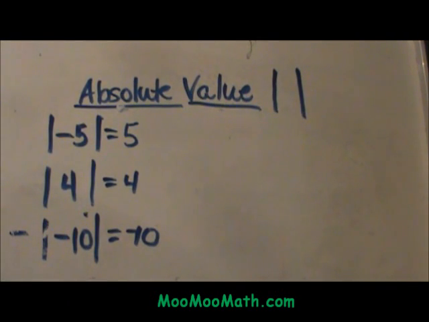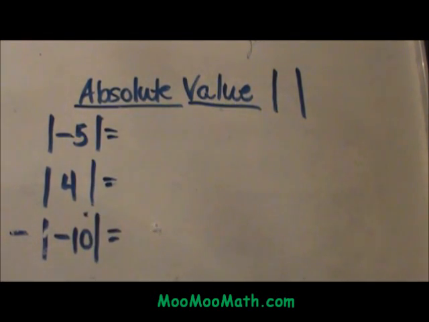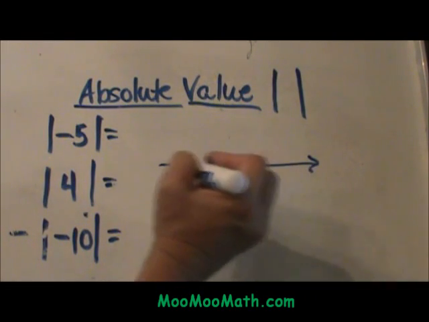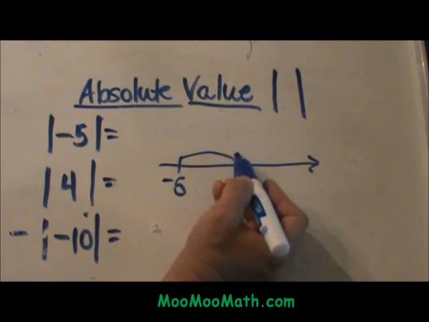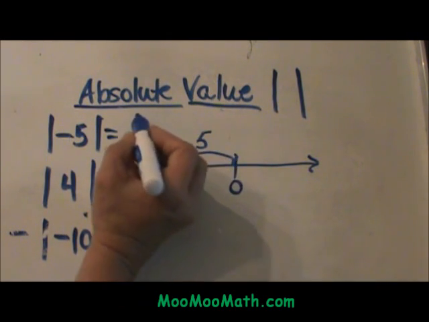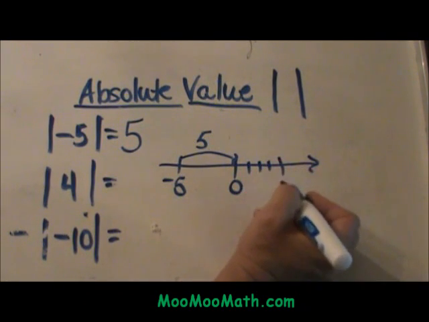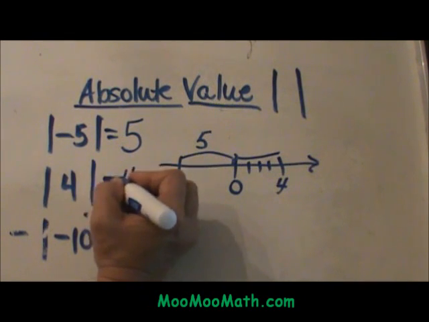So our first example is -5. We're taking the absolute value of -5, and if it helps you, draw yourself a number line. Here is 0 and here is -5. How far is it from 0? It's 5 units away, so it's just +5. 4 is 4 units from 0, therefore the absolute value is 4.